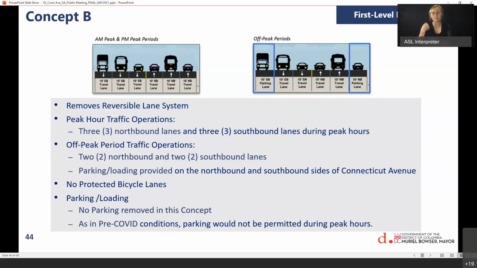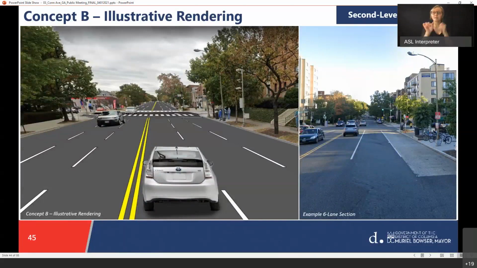Next slide. This should show a rendering of what Concept B would look like if it was implemented. Similar geometry to existing conditions without the reversible lane, 3 lanes in each direction. Next slide.